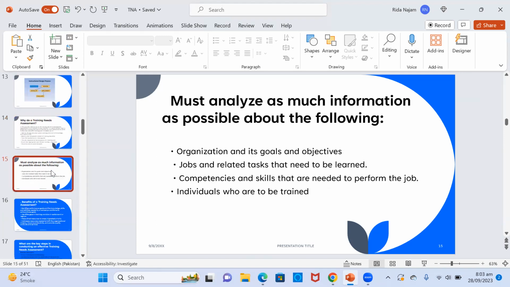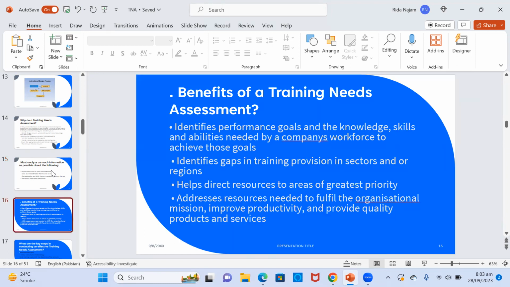You must analyze as much information as possible about the following, which include the organization and its goals and objectives, jobs and related tasks that need to be learned, competencies and skills that are needed to perform the job, and individuals who are to be trained. Benefits of a training needs assessment include: first, it identifies performance goals and the knowledge, skills, and abilities needed by a company's workforce to achieve those goals. It identifies gaps in training provision in sectors and/or regions, helps direct resources to areas of greatest priority, addresses resources needed to fulfill the organizational mission, improve productivity, and provide quality products as well as services.